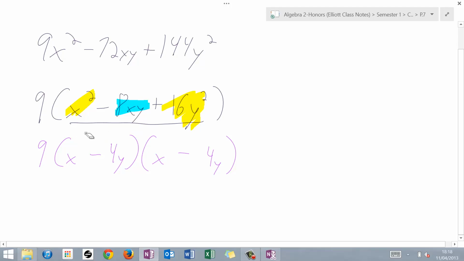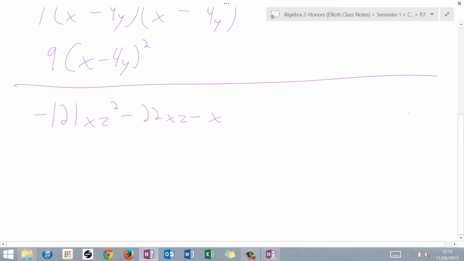And if I FOILed them out together, my inner term would be a negative 4xy, and my outer term would be a negative 4xy as well, which would add up to get negative 8xy. So as a last step, really all I have to do is rewrite this as (x minus 4y) quantity squared.